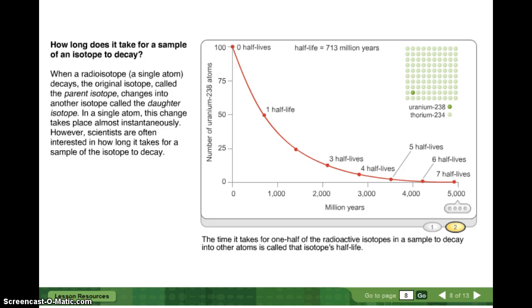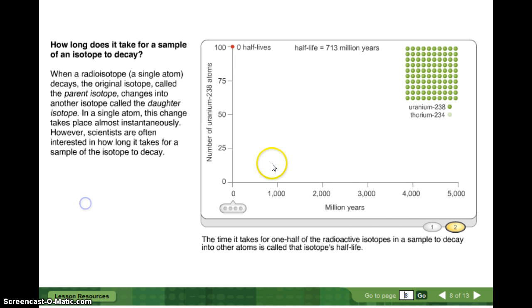When a radioisotope, a single atom, decays, the original isotope, called the parent isotope, changes into another isotope called the daughter isotope. In a single atom, this change takes place almost instantaneously. However, scientists are often interested in how long it takes for a sample of the isotope to decay. In other words, if I'm holding 5 pounds in my hand, every single atom will not change at exactly the same second, even though when an atom does change, it takes only an instant. All right, so let's check out this graph.